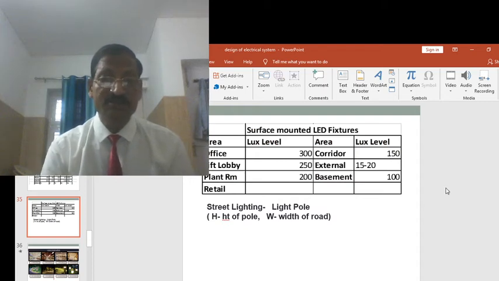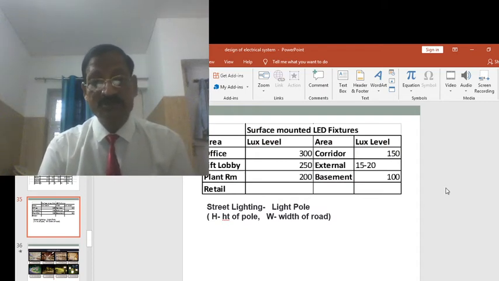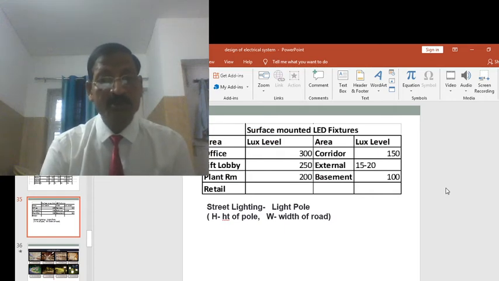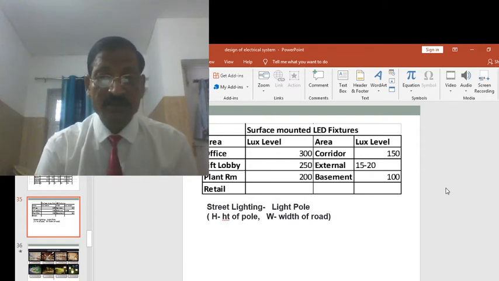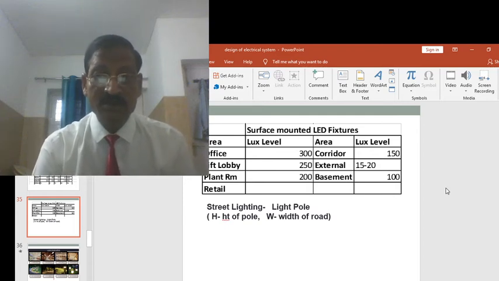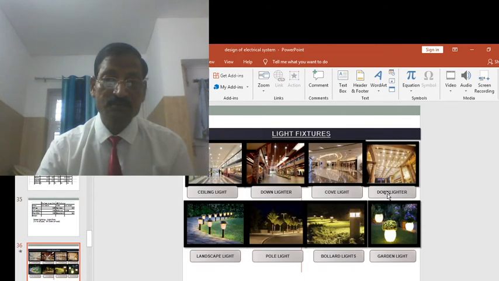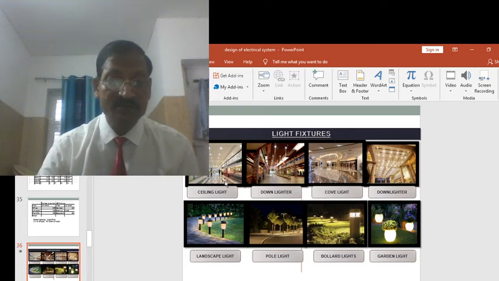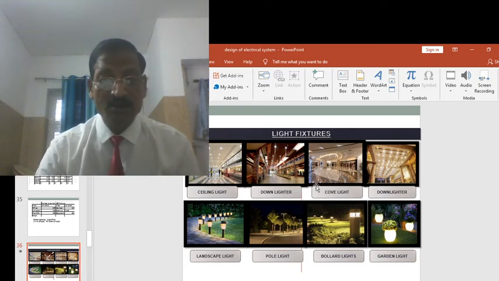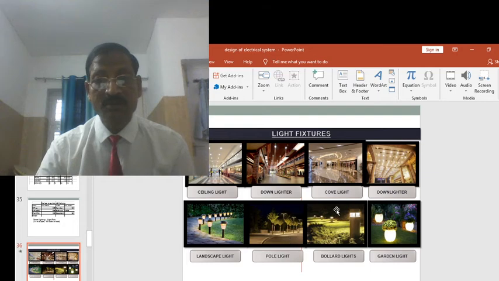Surface mounted LED fixtures. In the offices, the lux level required is 300, whereas in lift lobby 250, and for plant room area 200 lux. In corridor common area 150. Here are some light fixtures in the shopping area or in the gardens, the bollard lights, atriums.